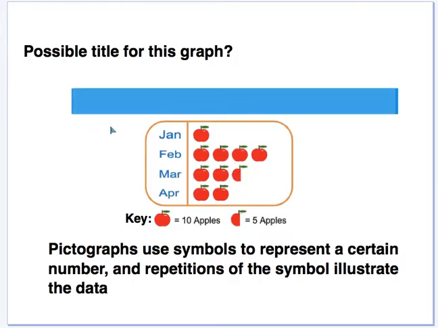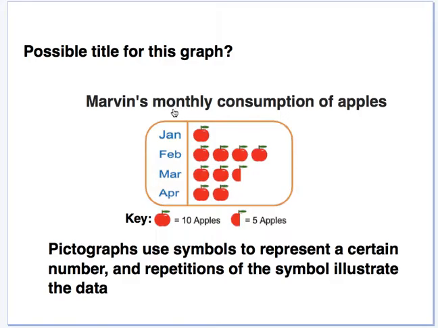So what do you think the title for this graph could be? Well, it could be Marvin's monthly consumption of apples. So in January, didn't have a very big month. February is a really big month for Marvin. He's got 40 apples that he's consumed. March 25, and then April 20.